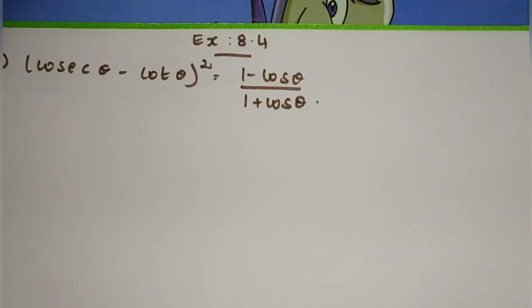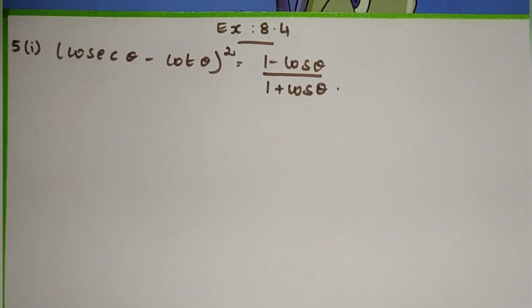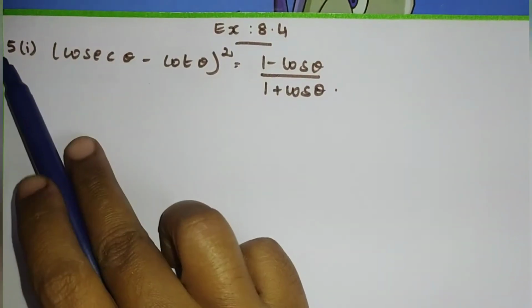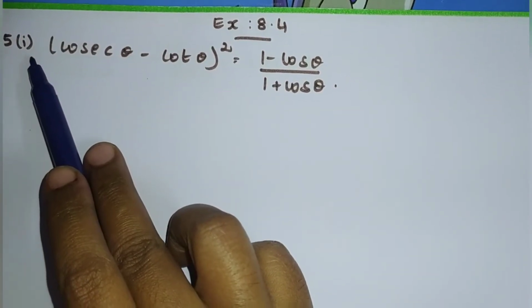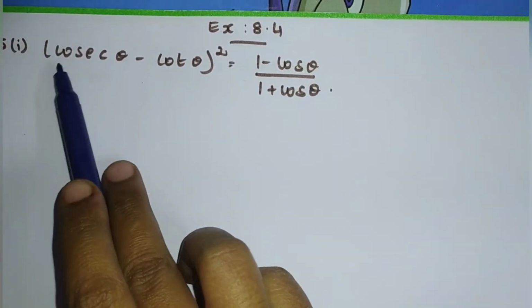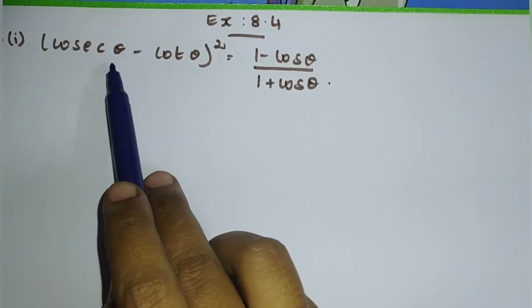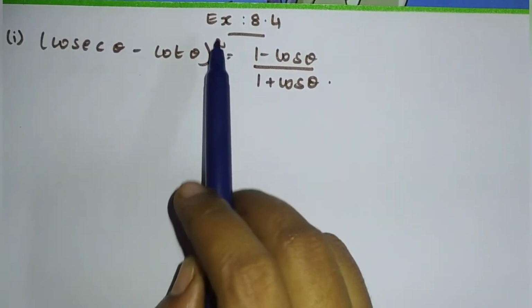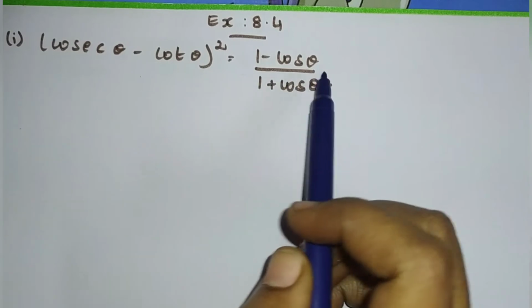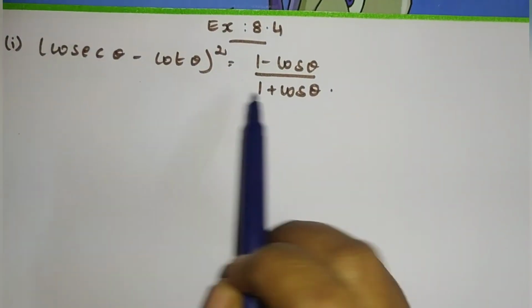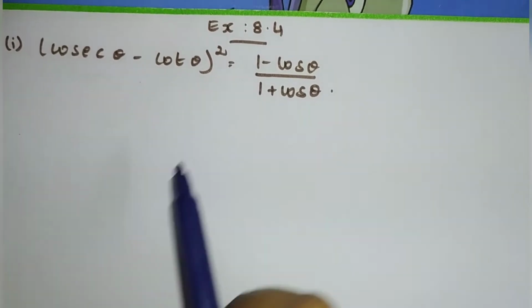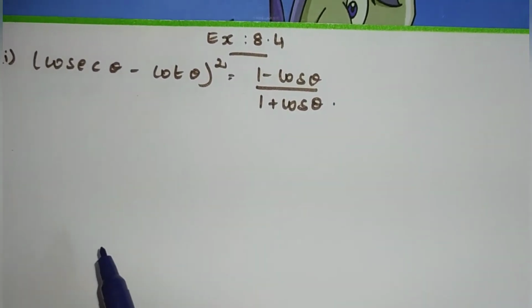Namaste students. In this video, we are going to see exercise 8.4, fifth problem in that first subdivision sum. Cosecant theta minus cot theta the whole square is equal to 1 minus cos theta divided by 1 plus cos theta. You have to prove that LHS is equal to RHS.